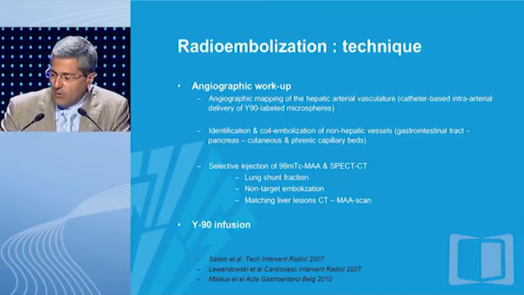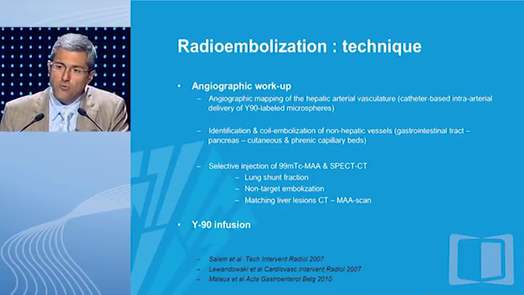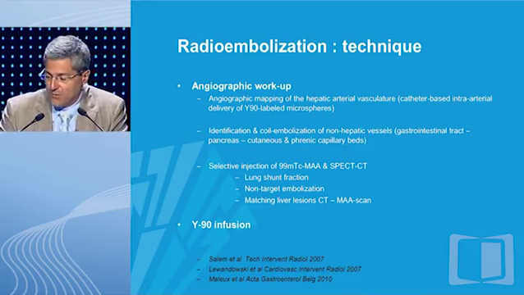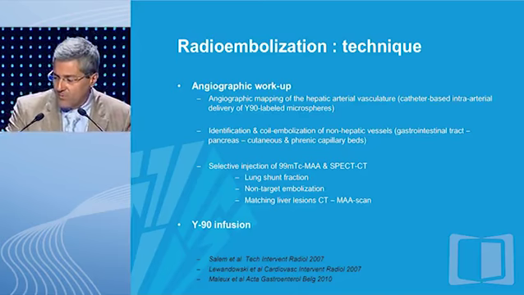In contrast to chemoembolization, when you want to perform a radioembolization procedure, you have to do, first of all, an angiographic workup, and then in a second session, you can do the Y90 infusion. What does that angiographic workup mean? Well, in fact, there are three parts. First of all, we have to do an angiographic mapping of the hepatic arterial vasculature, because it's a catheter-directed treatment, and therefore we have to evaluate by angiography the celiac trunk and the superior mesenteric artery.